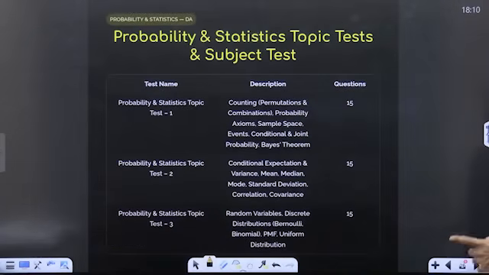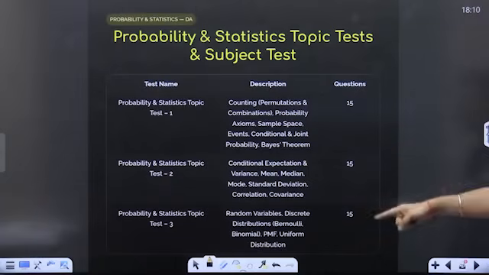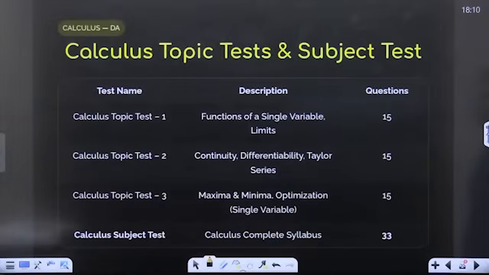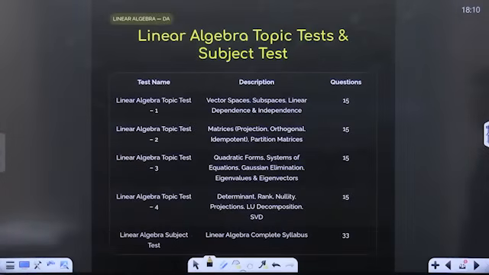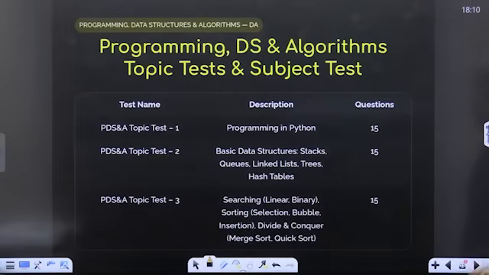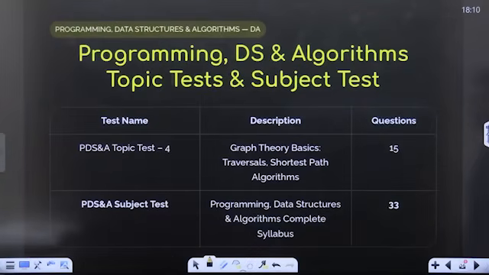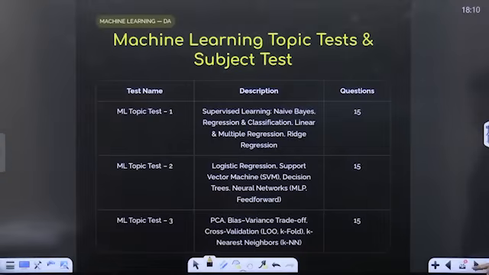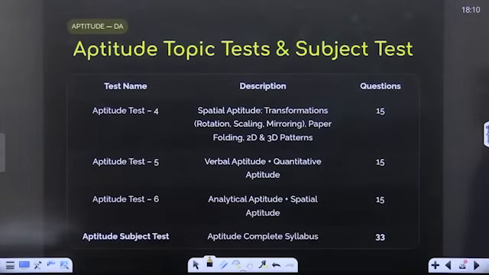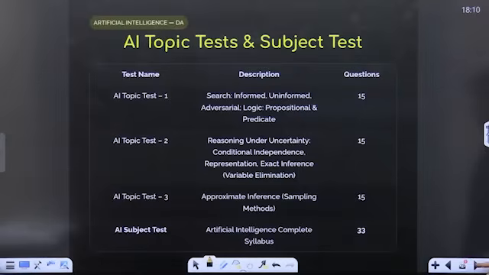And then probability and statistics. So these are all the tests that are already available on the platform. For P&S, we have these many tests. And for calculus, we have these many tests. And for linear algebra, we have these many tests. DBMS and warehousing, we have this. Programming and data structures, we have this. And machine learning, we have these tests. And AI, we have these tests. And aptitude, we have these tests.